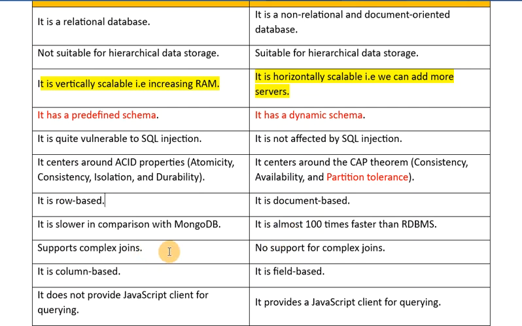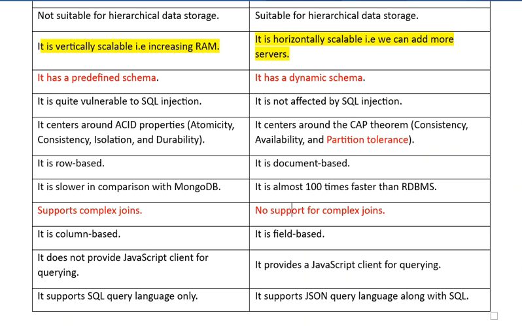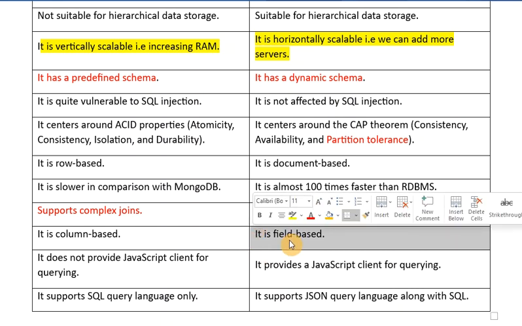You can see in the RDBMS we can have complex joins, but in MongoDB we are not going to have complex joins. So make a note of this point. In MongoDB we do not have complex joins because it does not support that. Now the next point: RDBMS is column based. All the data is stored inside a particular column. But here it is not like that. In MongoDB, we have fields. So it is field based, you can say.